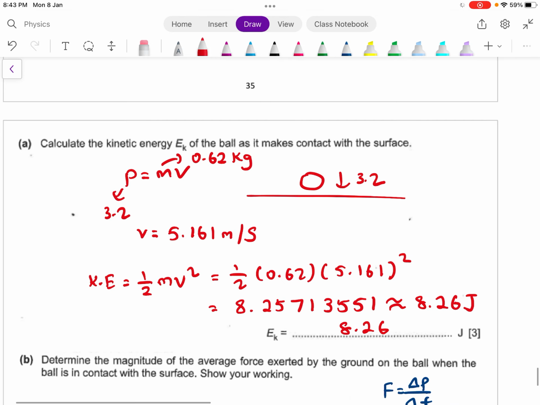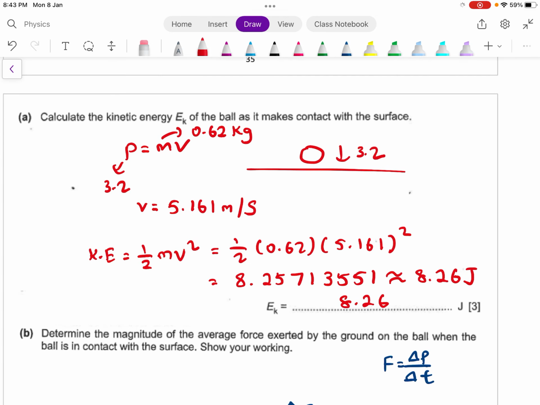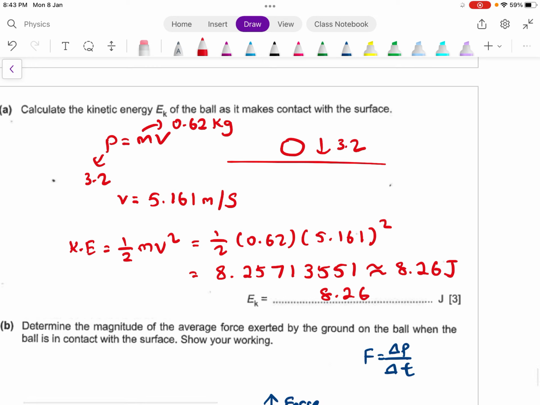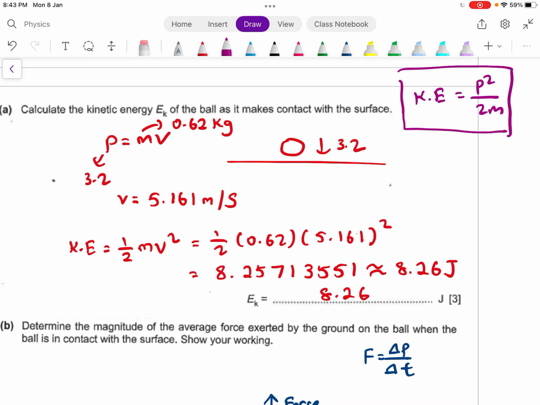But I can actually show you one more formula that relates momentum directly to kinetic energy. You'll learn this more when you learn quantum physics. Kinetic energy is equal to P squared over 2m. This is quite a useful formula, because if you are given the momentum, you can straight away calculate the kinetic energy if you know the mass of the object. You don't need to calculate the velocity and then half mv squared, because that's a bit long.